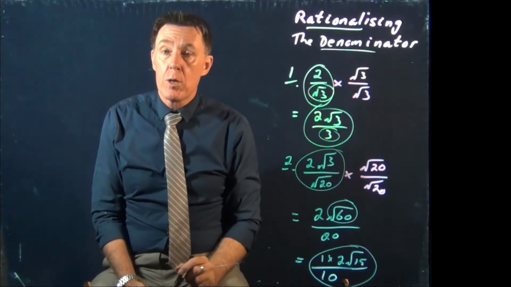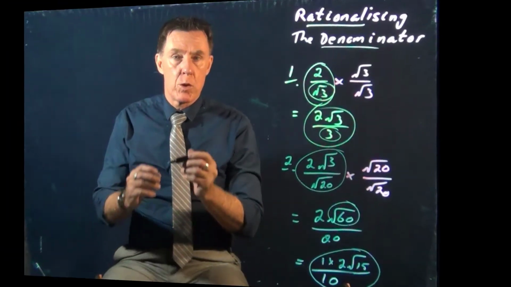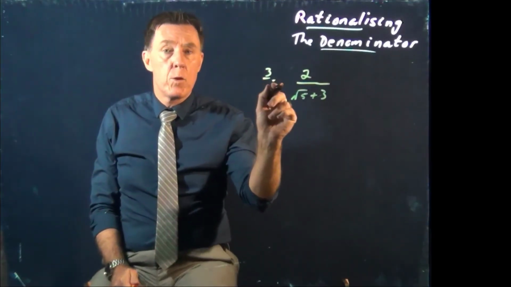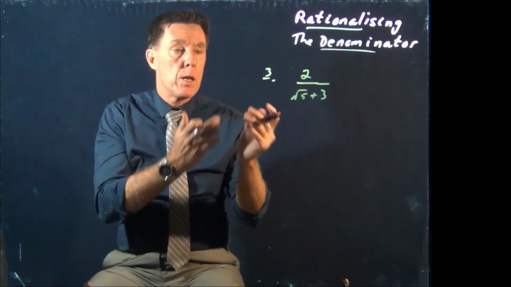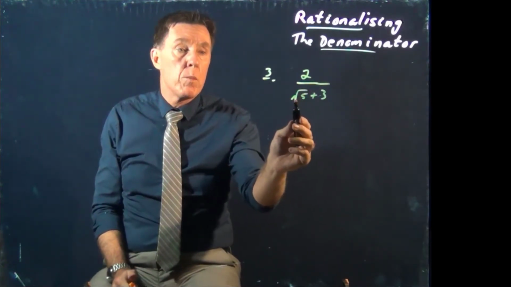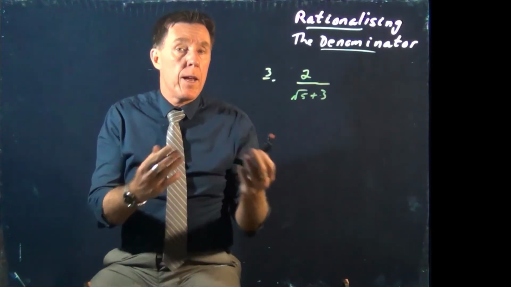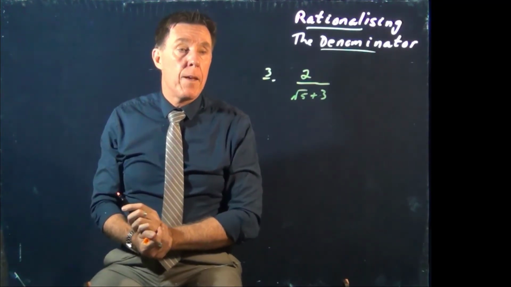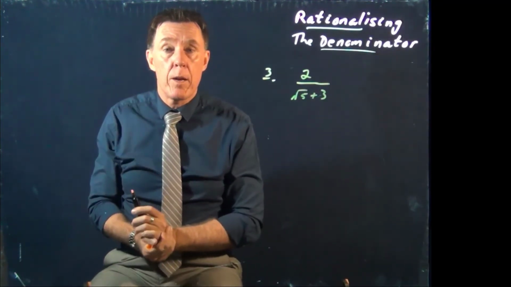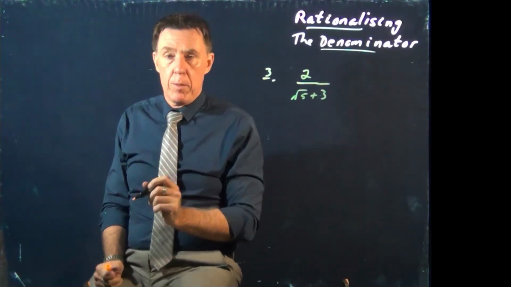One more style of the question. Let me clear the board and I'll show you what it's like. Let's have a look at this one. Instead of having just a plain square root on the bottom, I've now got square root of 5 plus 3. We have to handle that slightly differently, and there's a very, very simple and easy way to handle that. Just watch up here for a moment.